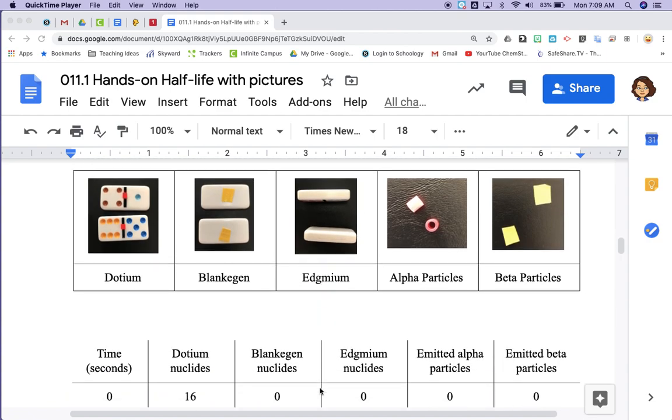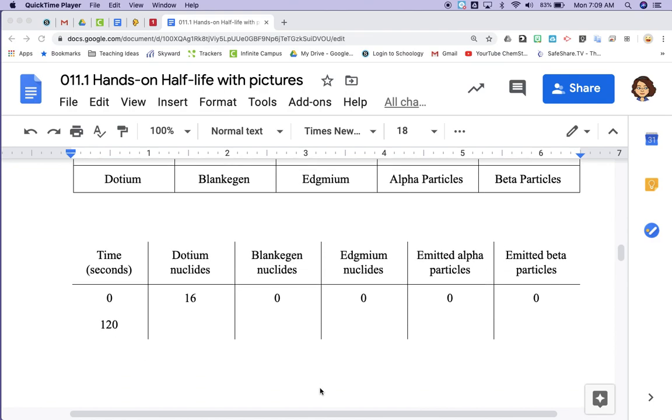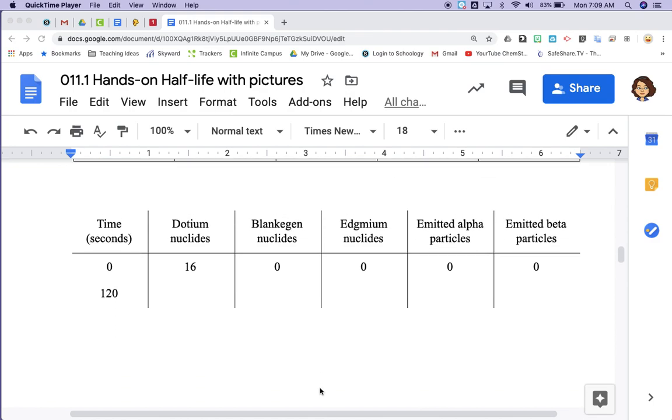So in the next simulation, because of the complexity of this, I'm going to have you count what you have in the beginning and then what you have in the end, and not try to track what actually goes on in between.